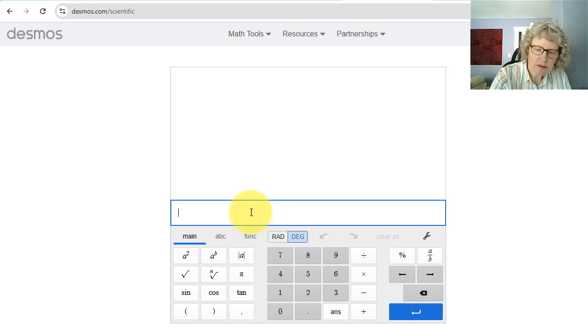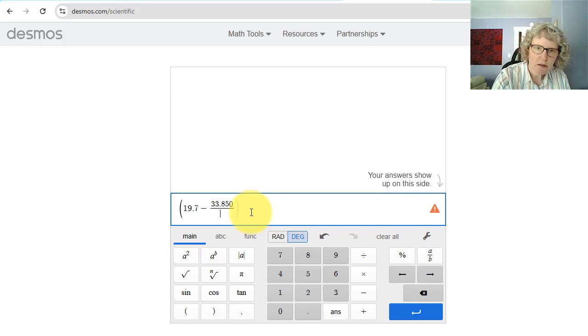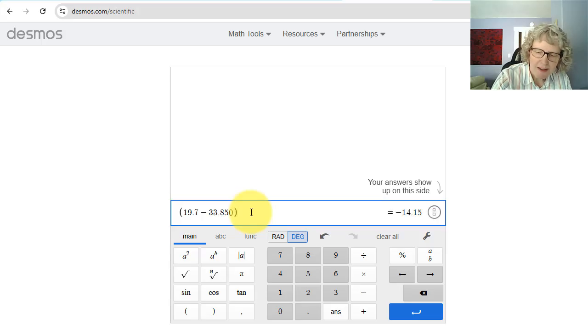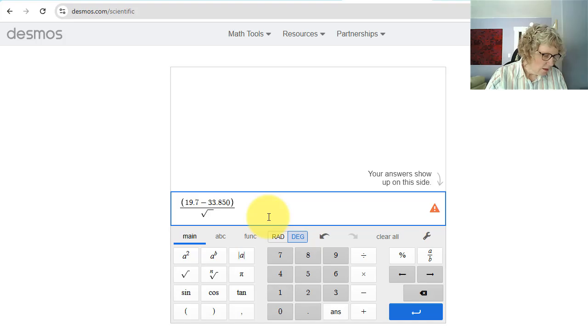And I have a subtraction, so I'm going to start with a parenthesis. 19.7 minus 33.85, close parenthesis, divide by, and now I'm going to have a giant square root, right? And I think this will work with order of operations.